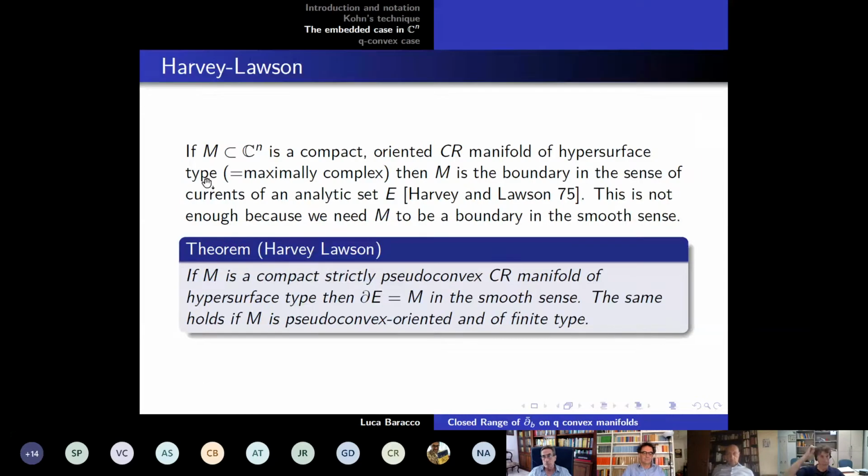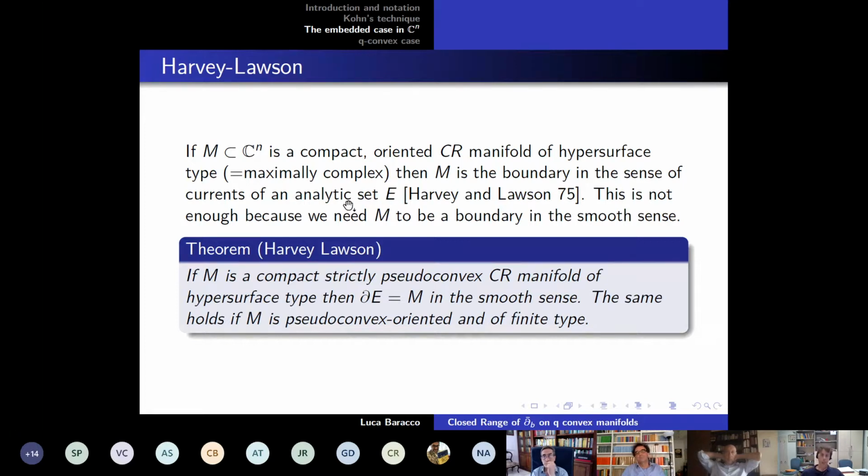So let M be a compact oriented CR manifold of hypersurface type in Cn. This kind of manifold is also called maximally complex. Then a classical result by Harvey and Lawson says that M is the boundary, in the sense of currents, of an analytic variety E.